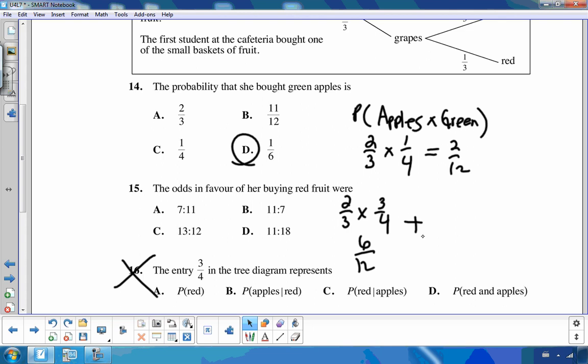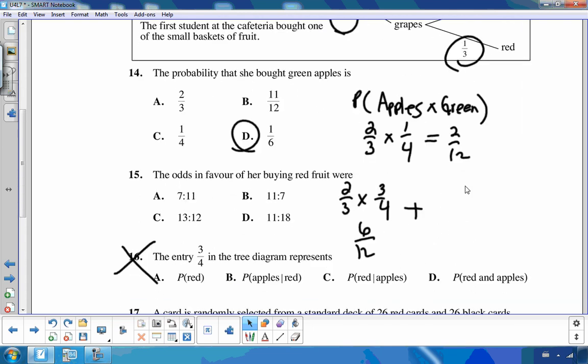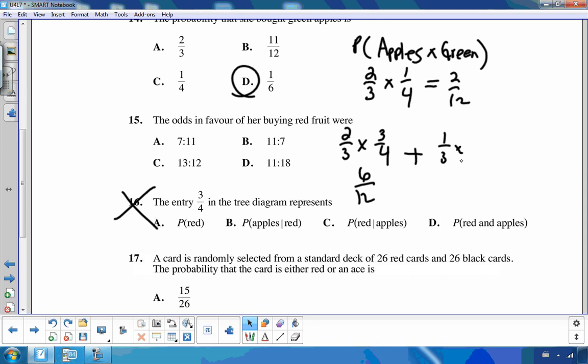Or grapes that are red. 1/3 times 1/3, which is 1/9. Okay, so adding those together, I'm just going to grab my calculator and we'll do my fractions on the calculator. So I've got 6 out of 12 plus 1 out of 9, which is 11 out of 18 in lowest terms.